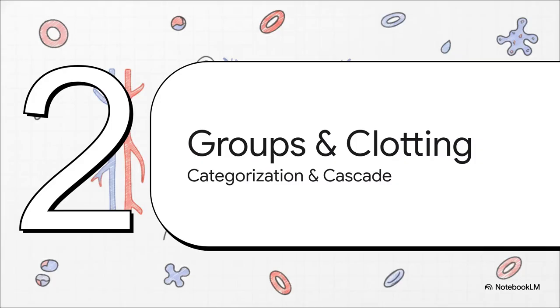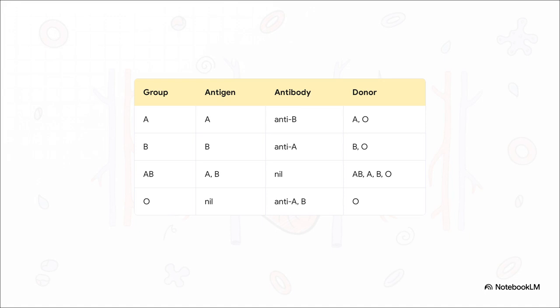Let's transition over to our next branch, Section 2, Blood Groups and Clotting, Categorization and Cascade. If you print out any part of this mind map for your notes, make it this matrix right here. It perfectly maps out how your blood group is entirely dictated by surface antigens. Basically, these are chemicals on your red blood cells that induce an immune response. Let's look at Group A.